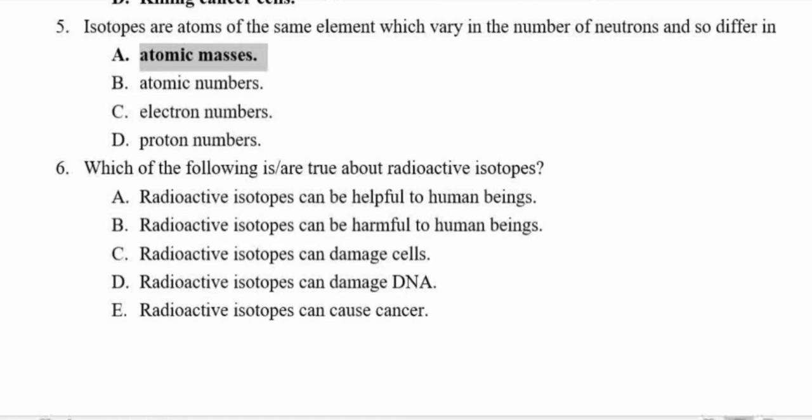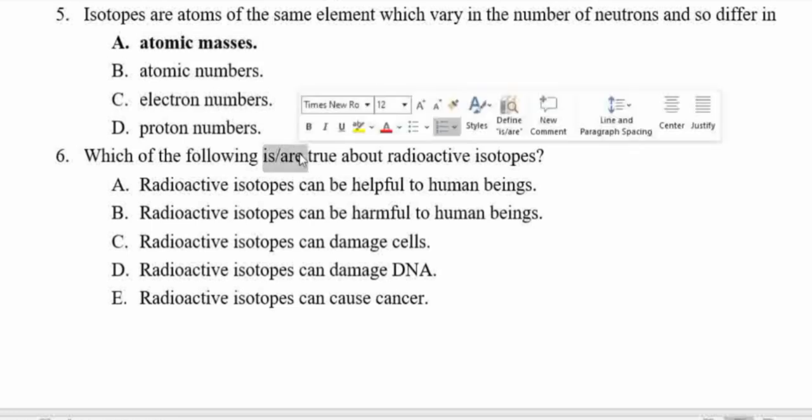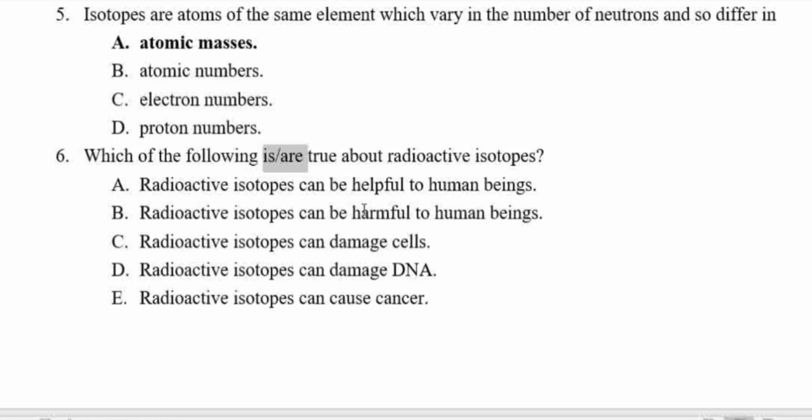Now, question number 6, which of the following is or are true about radioactive isotopes? Okay, so it means there are so many questions about radioactive isotopes. So which of the following is or are true? In other words, this question is telling you directly that some of the options, maybe one or more options, okay, may be true. So you have to be able to tell which ones are true.